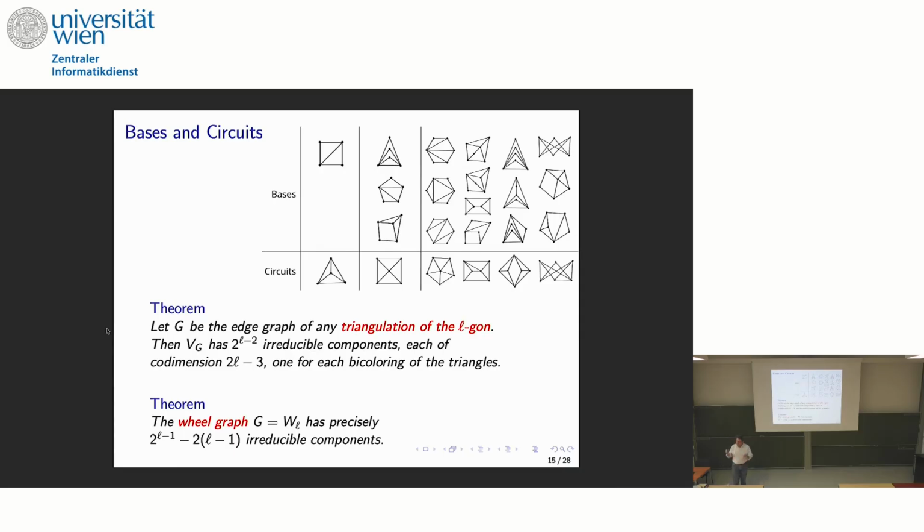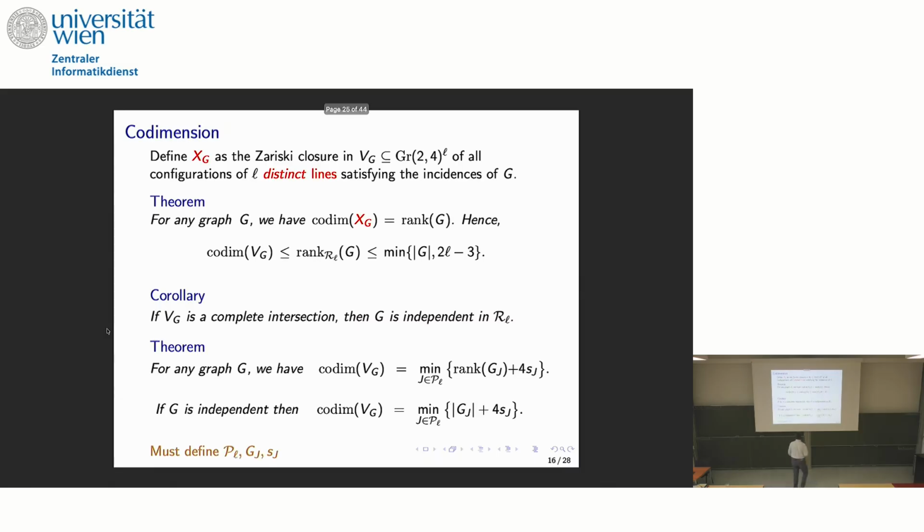So when we talk about these momentum twistors later in physics, subgraphs of these things are the ones we like best. Here's a theorem that gives the dimension. For any graph, the codimension of VG is some combinatorial number having to do with ranks. This is rigidity rank. Rank here always means rigidity rank. So the rank of the Laman matroid and its minors drives the dimensions of all of these things.